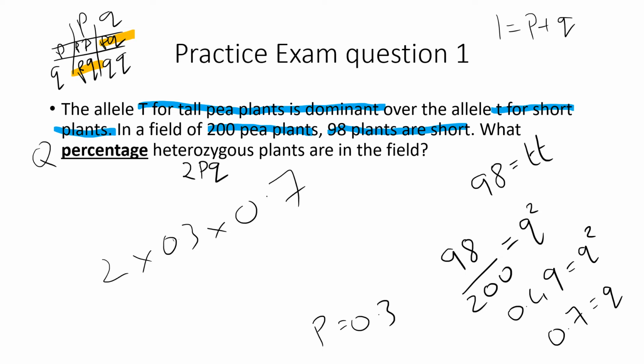Now if I go back to my question, it actually asks for the answer as a percentage. So when I do that calculation, I get 0.42, then I multiply that by 100, and that gives me 42% of that particular population is heterozygous.